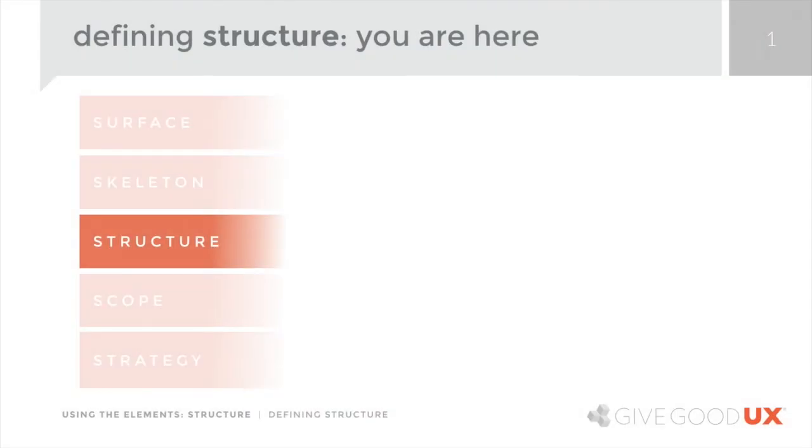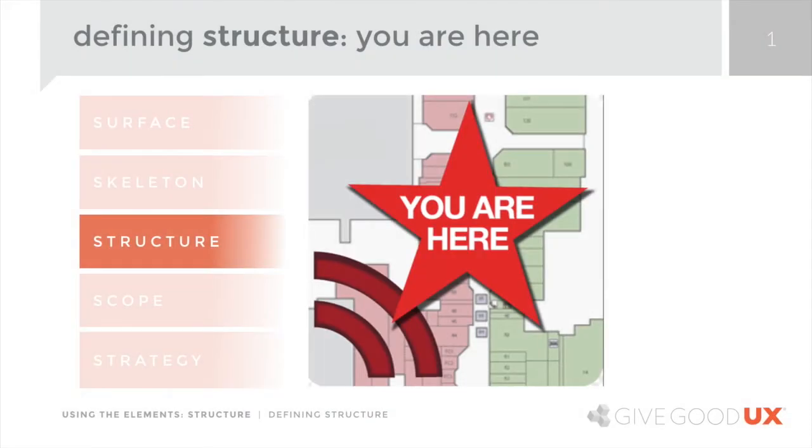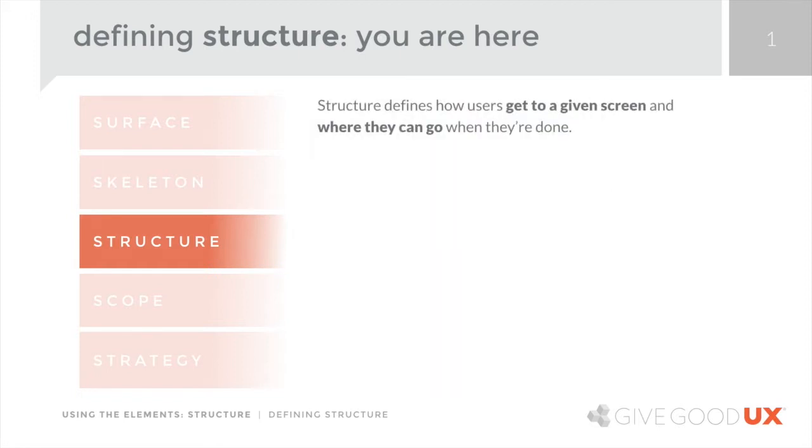Think of structure like the sign you see at the mall with the big red dot that says "You are here." It essentially defines how we get to a given place and where we can go once we're done there. We go to a specific screen, we do a few things, and then we say, okay, what's next? Where do we want to go next? Where do we need to go next?